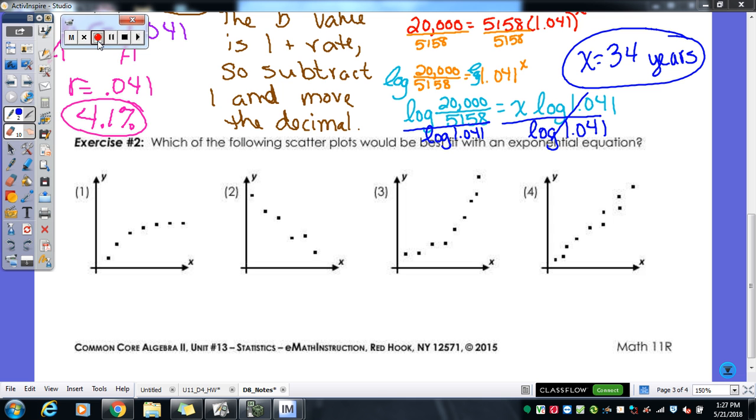All right, question number 2. Which of the following scatter plots would be best fit with an exponential equation? 3. Got one person voting 3. Boom. It would be 3. What kind would choice 1 have? That's a log. That would have a logarithmic regression. How about for choice 2? Linear. And choice 4? Linear. So sometimes looking at the scatter plot and seeing the trend of the data lets you see which kind of regression you're going to need, because you can kind of see the shape of your data.